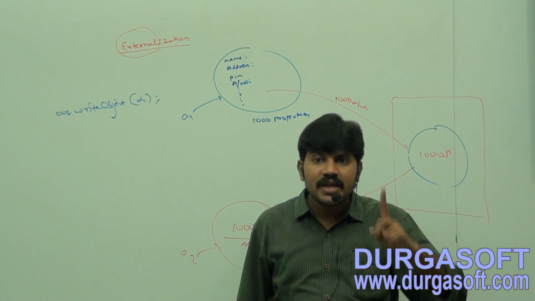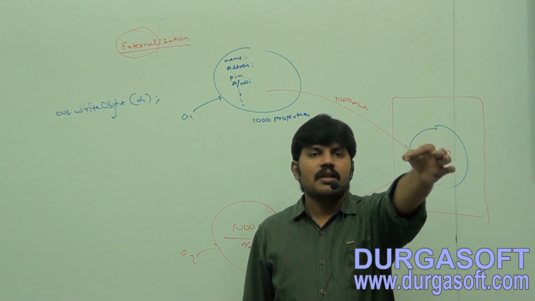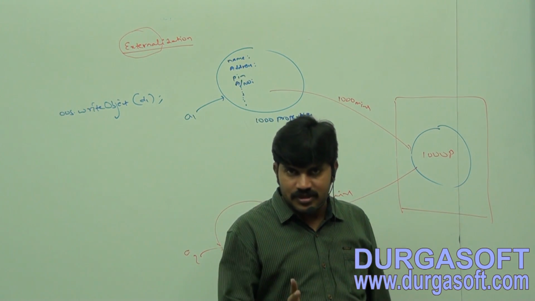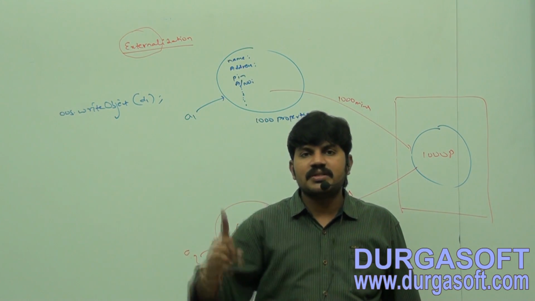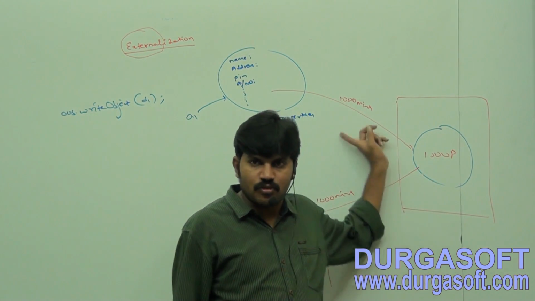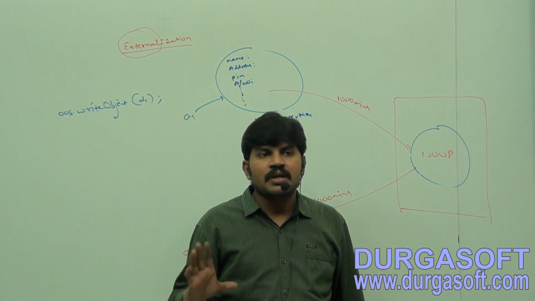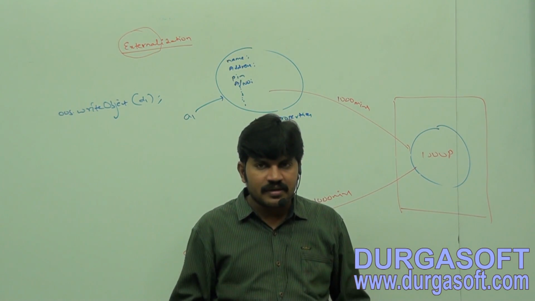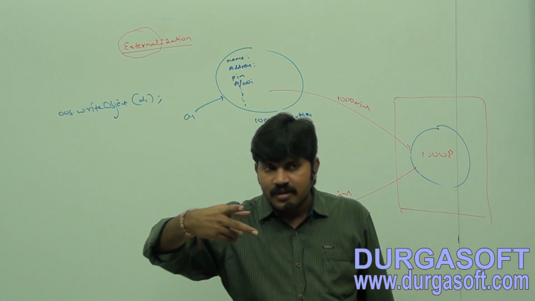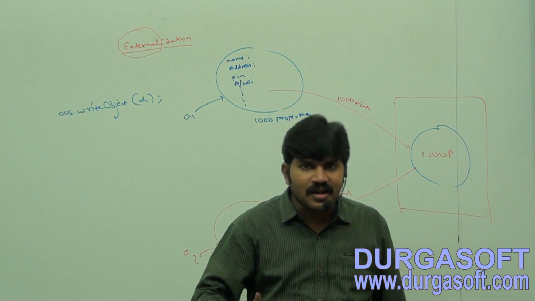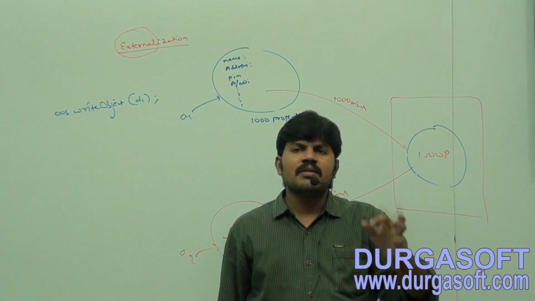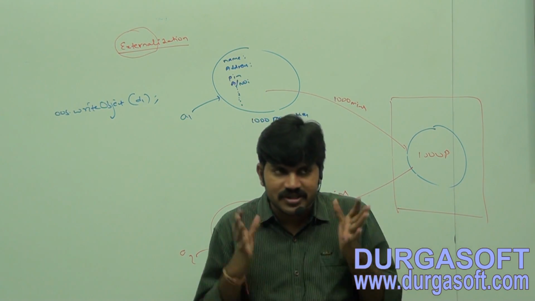In serialization, based on our requirement, it is always possible to save the total object to the file, not possible to save part of the object. In externalization, based on our requirement, we can save the total object or we can save part of the object. We have full flexibility. In serialization, relatively performance is low or high? Serialization performance is low. In externalization, performance is high.